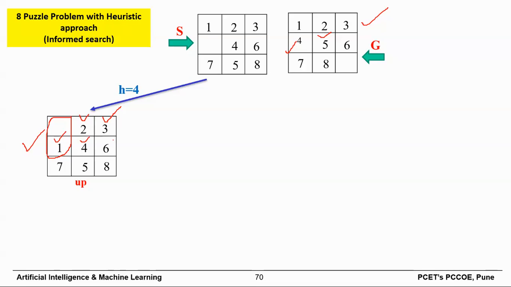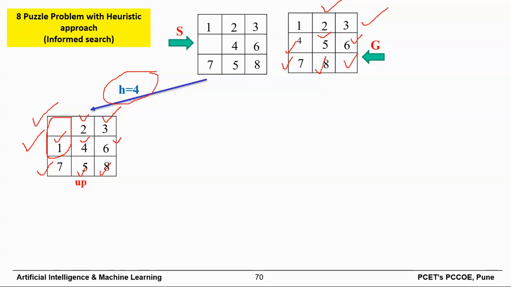Next one is 6, and here 6. So it is the correct position. 7, 7, correct position. Here 5 and here 8. So this is the third misplaced position. And again here 8, and in your final destination it is misplaced. So when you compare the new state to your destination, how many misplaced numbers are there? 4, right? So the heuristic value will be 4.